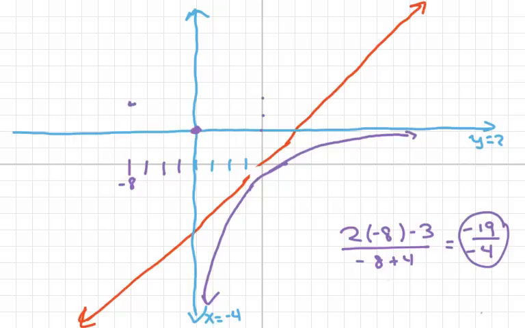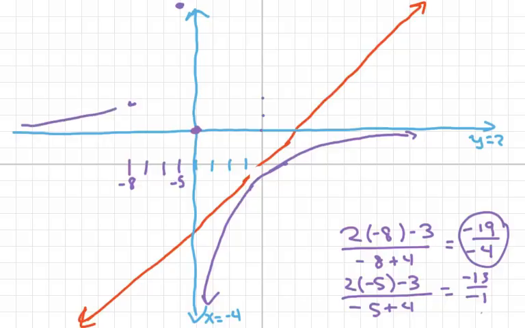Now I want to get an area in here, so I'm going to try -5. When I plug in -5, I get 2 times -5 minus 3 over -5 plus 4. So this is going to give you -13 over -1, which is 13, which doesn't go that high on here. So I'm just going to draw it way up here. It's a lot higher. So basically you're getting something like this. And this is if you don't use a calculator. Okay, so that's your f function.